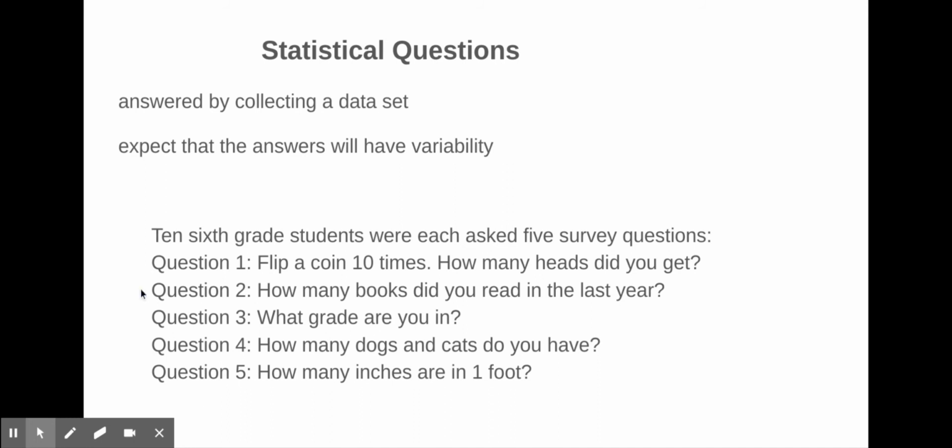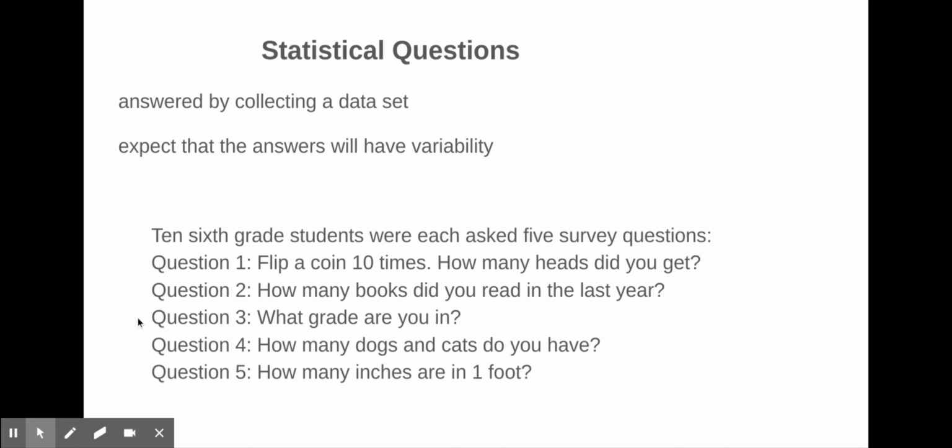Question 2, how many books did you read in the last year? We're going to get a number from every one of the students that we ask, and the numbers will probably be different for each student. So that's another example of a statistical question.